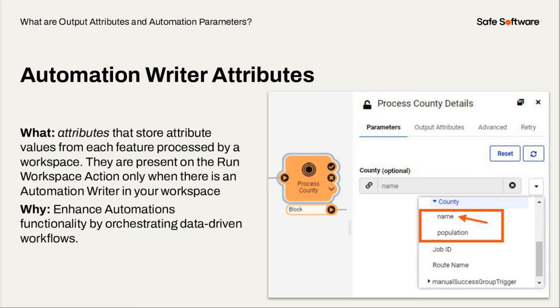Moving right along, we then have automation writer attributes. So these only exist on the run workspace action when an automation writer is present. Any other time, you're not going to see them. Basically, these allow you to parse attribute values out of a workspace into a downstream automation action, enabling you to orchestrate data-driven workflows and trigger any number of additional processes. And again, we'll get to see this later on.